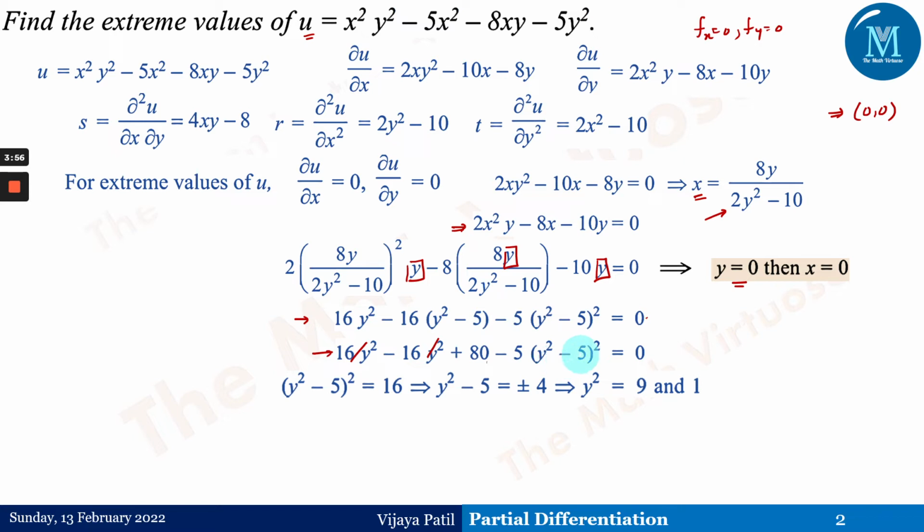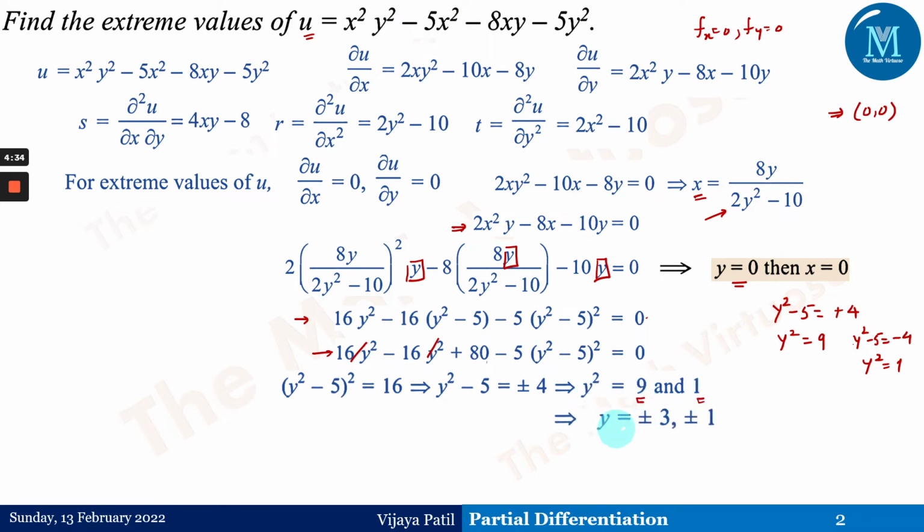So y square minus 5 the whole square is nothing but 16. So y square minus 5 equals plus or minus 4. That means y square equals 9 or 1. How can we do that? It's like this: y square minus 5 equals plus 4, in that case y square is 9. And if y square minus 5 equals minus 4, in that case y square equals 1. So y square is 9 and 1.